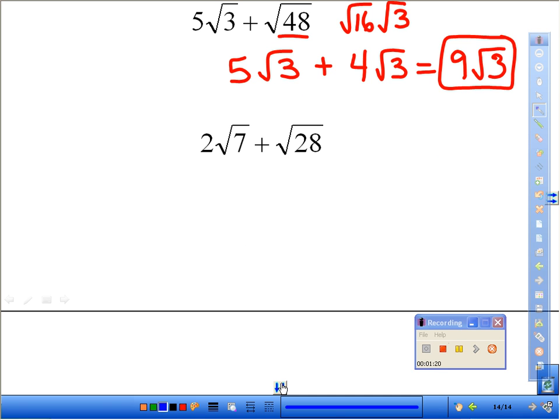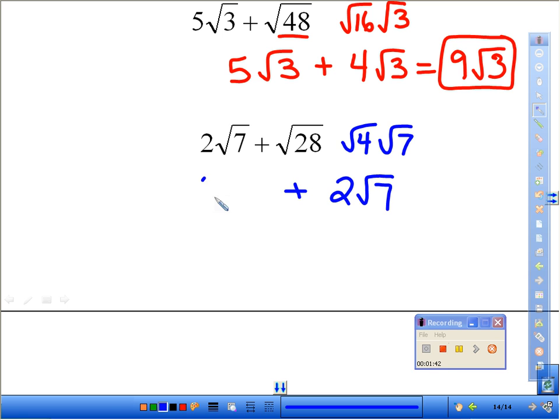This second example, we're going to do the same way. The square root of 7 and the square root of 28 are not the same, so we cannot combine them yet. If we take the square root of 28 and break that down into the square root of 4 times the square root of 7, 4 is a perfect square. It is 2. And then we still have the square root of 7.